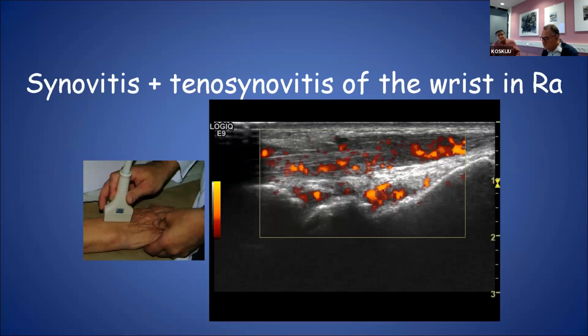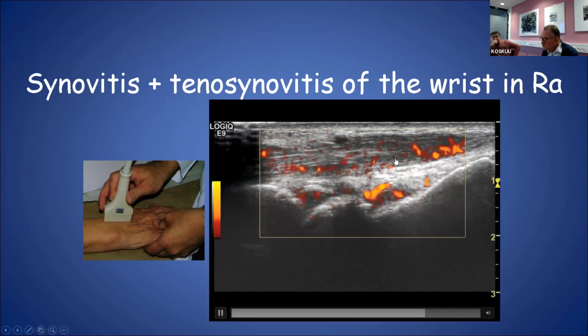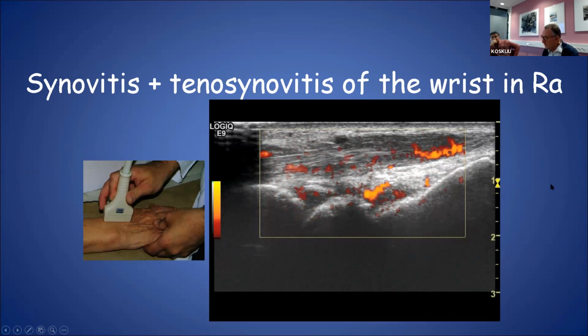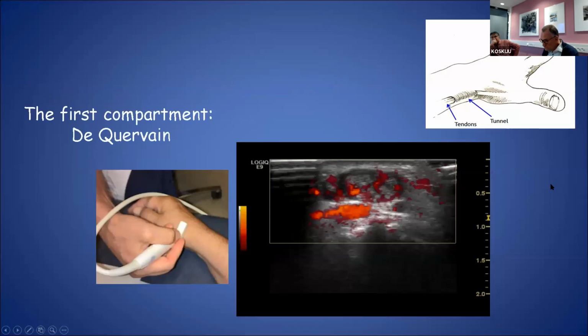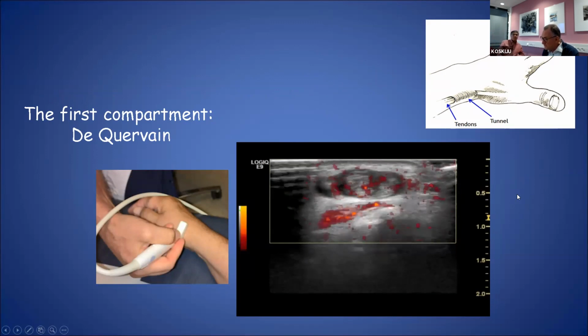Here we have a case of synovitis and tenosynovitis. As you see, there is joint inflammation and tenosynovitis on the joint. De Quervain. Ultrasound is very helpful to diagnose and also to treat this.